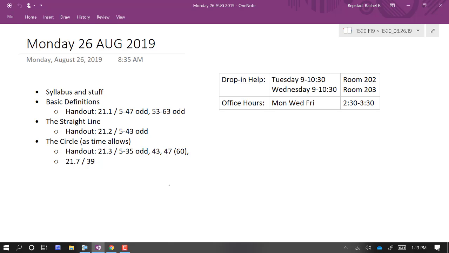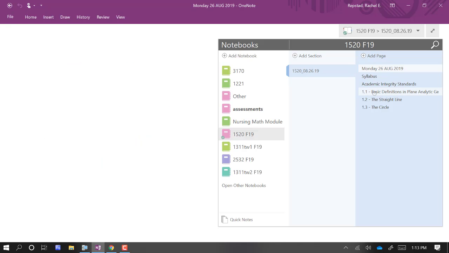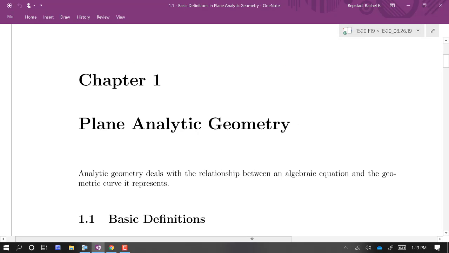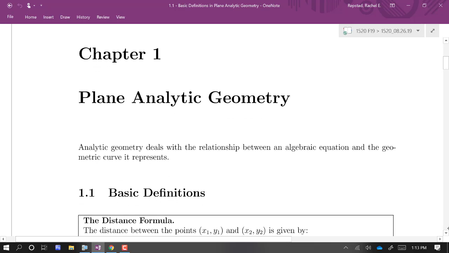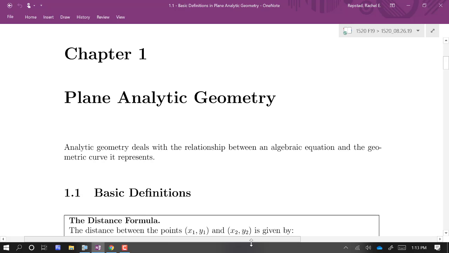In the plane. So we're going to go over some basic definitions. You've probably seen some of this stuff, at least. And then we're going to get to some other stuff. We'll get to circles and parabolas and ellipses. We'll see how far we get through this today. So, some basic definitions.